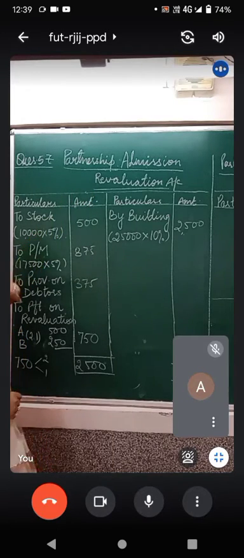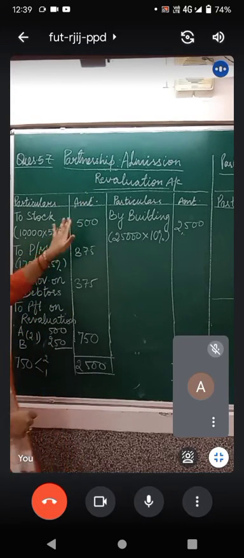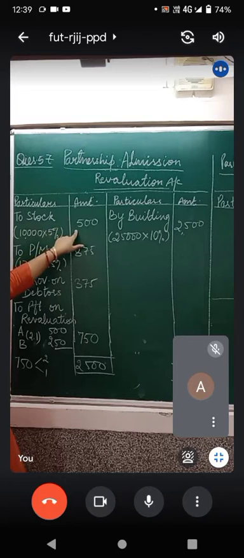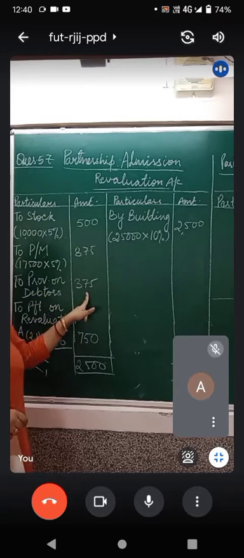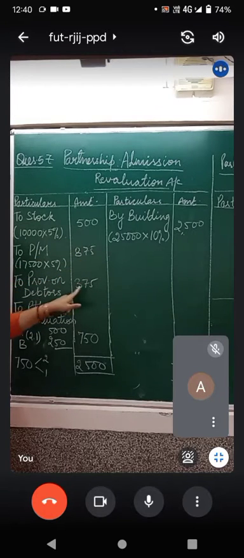Revaluation account debit to stock, to plant and machinery, to provision on debtors. Now add up the amount. In front of stock you will write 500. In front of plant and machinery you will write 875. And in front of provision on debtors you will write 375. Add these three amounts together. 500 plus 875 plus 375.